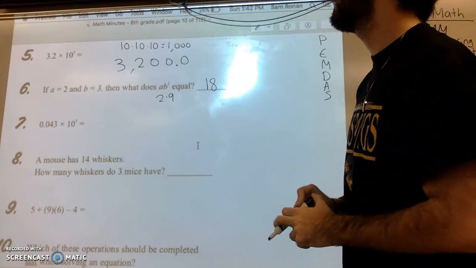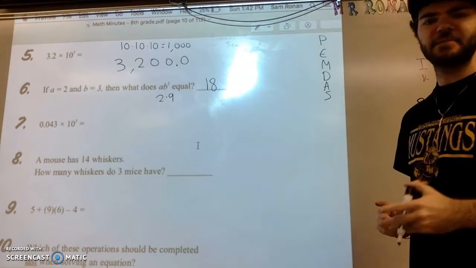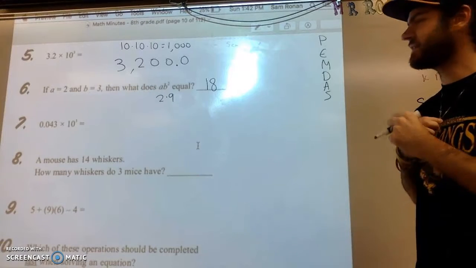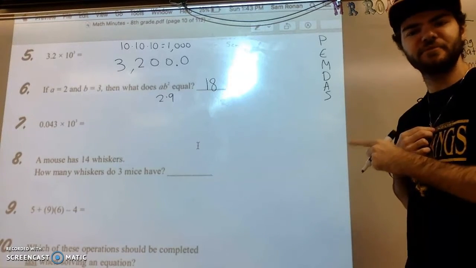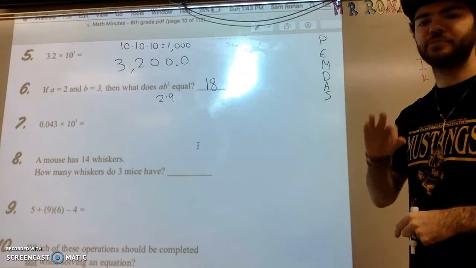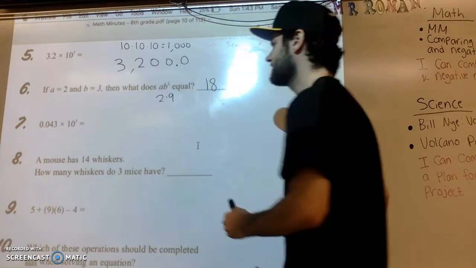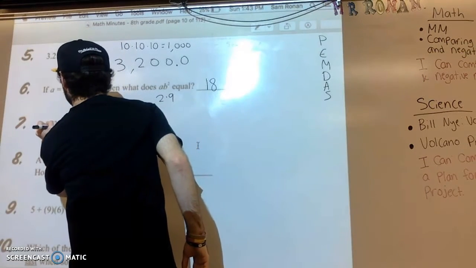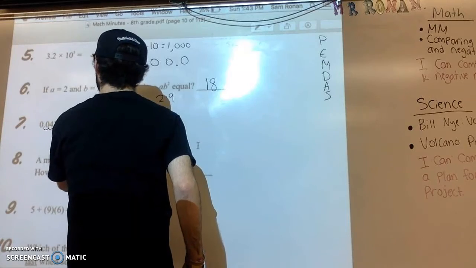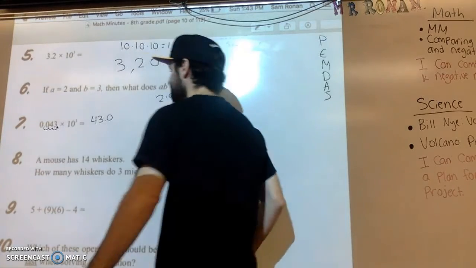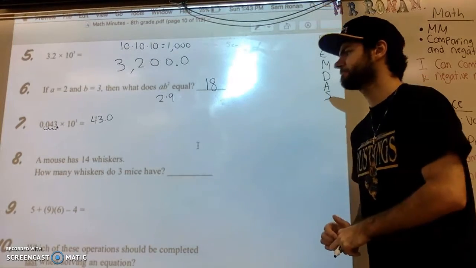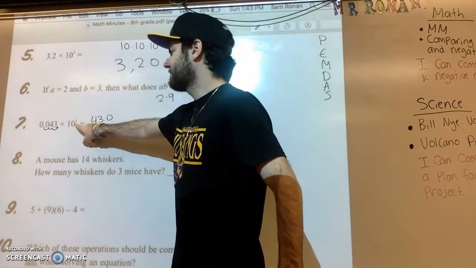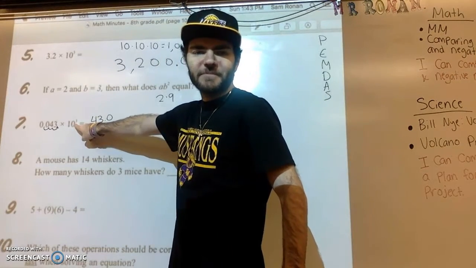Same idea. We have 43 thousandths times 10 to the third power. That exponent of 3 tells us how many places to the right to move that decimal. It's a 3, so we're moving it 3 places to the right. 1, 2, 3. Okay, and we're going to be left with 43. Okay, sweet. And again, just so you remember, I'm moving 3 places to the right because of that exponent of 3.